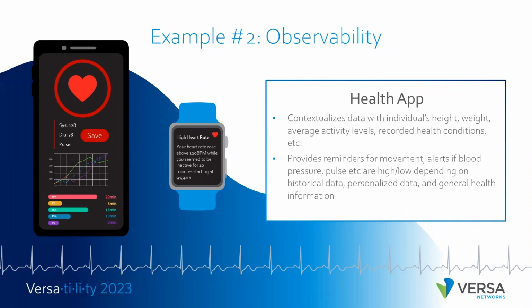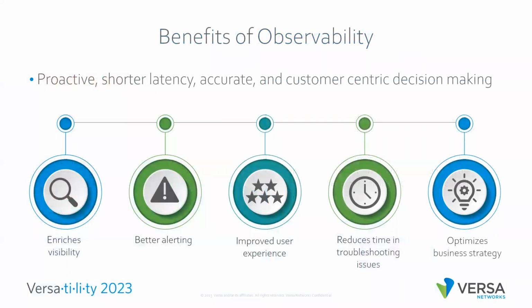It can remind you of your movements. It can tell you if your heart rate is very high, and it can tell you if there is some unusual event happening in your body. So it can even save your life. By contextualizing the information, we are proactively and quickly able to tell you the root cause of a problem. What observability does is enrich your visibility by adding more context to it.